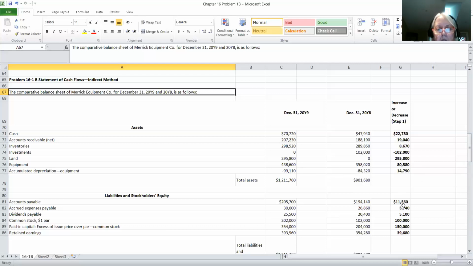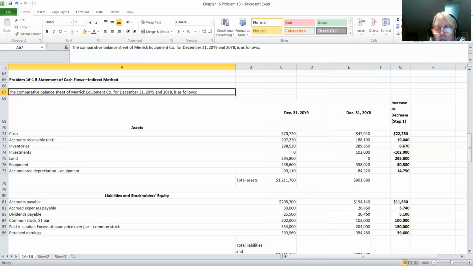We also look at our liabilities to see if they increased or decreased during that period of time. My accounts payable was 194,140 in 2008. By the time we got to 2009, it had increased by 11,560. My accrued expenses payable, which could be things like salary payable or income tax payable or interest payable.